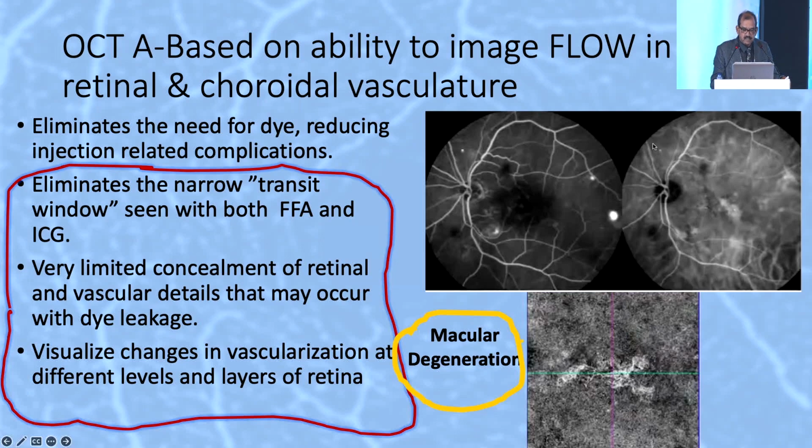As you can see, this is the fluorescein angiography picture. This is ICG. You cannot visualize the neovascular network as clearly as you can see in this OCT angiography picture. The network is very clearly visible with OCT angiography.